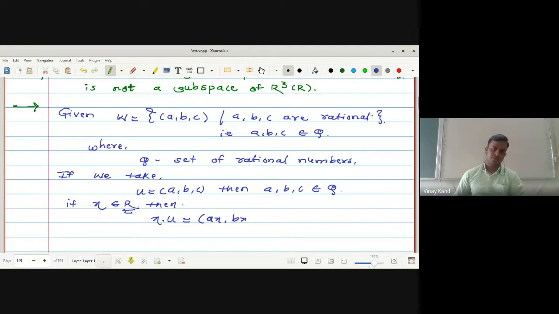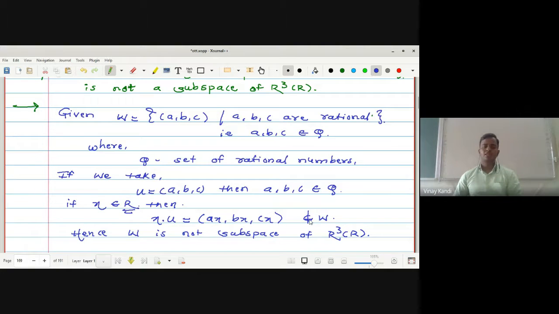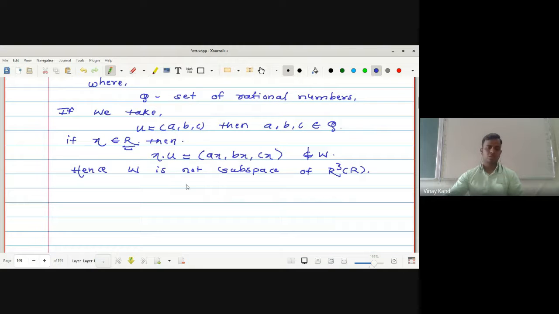Okay, so here x into u, what do we get? (ax, bx, cx), which does not belong to W. Hence, W is not a subspace of R3 over R. Now you say x into u is equal to (ax, bx, cx). Why does this element not belong to W? Okay, x is what here? A real number. For example, suppose this one is u, (1 by 3, 2 by 3, 5 by 3). Okay, this is the element u.